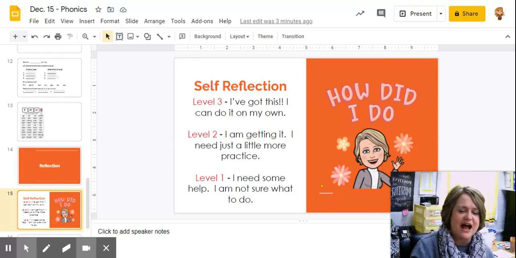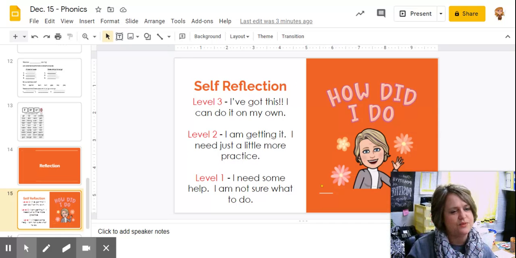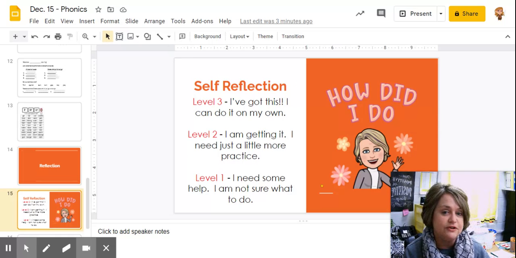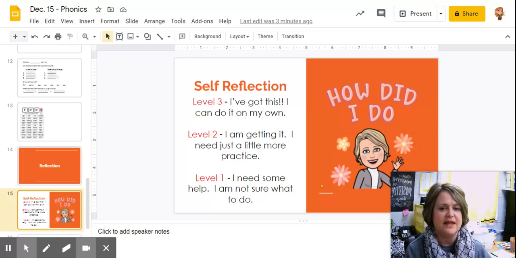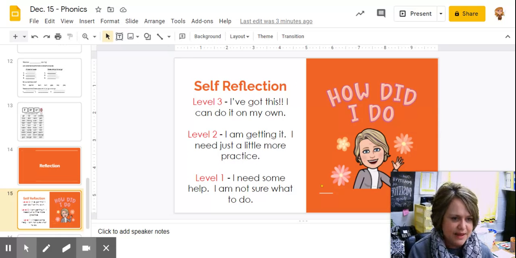Don't forget reflection. Number 3, I've got this. I've been trying to touch base with you during my live session, making sure that you understand the phonics and the phonics pattern, and us do a couple of practice together. So a 3 if you've got this. A 2, I'm getting it. Maybe needed a little bit more practice or a little bit more help. And then level 1, I need some help with this. I need to figure out how to sound out these words, and make sure you're communicating that to me so that I can help you.